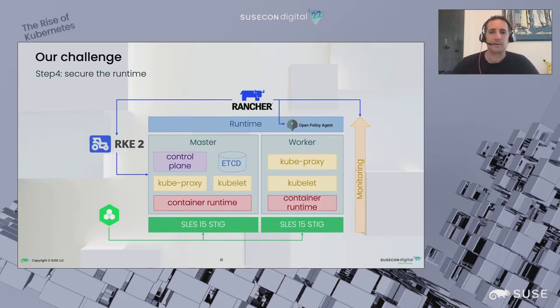So just to summarize, we've seen that we already deployed the operating system. We have deployed the Kubernetes cluster thanks to Rancher and RKE2. And now we have Open Policy Agent that controls everything that is deployed under the runtime. And on top of that, we have monitoring that monitors every component of these parts.